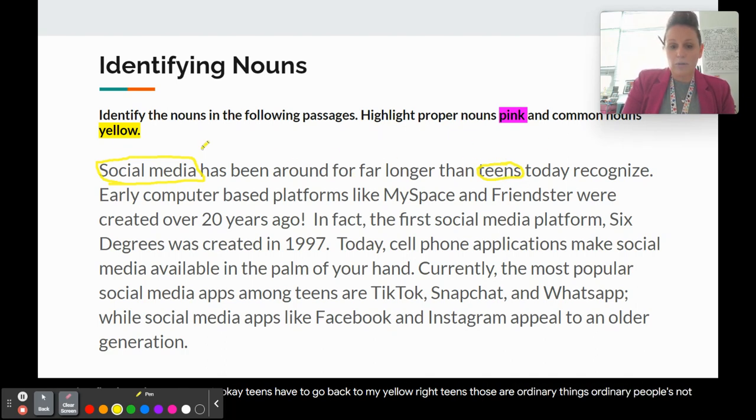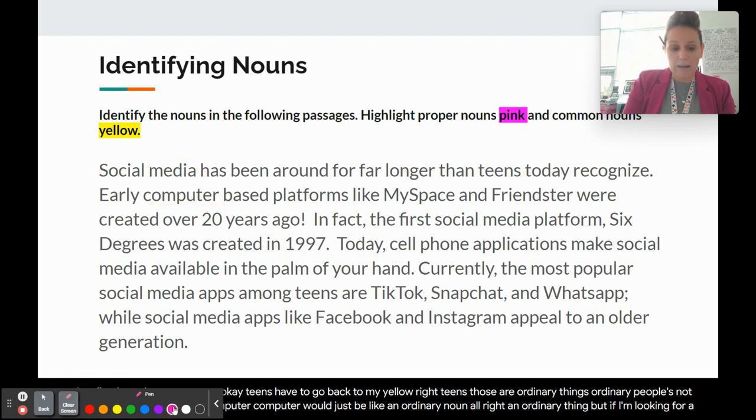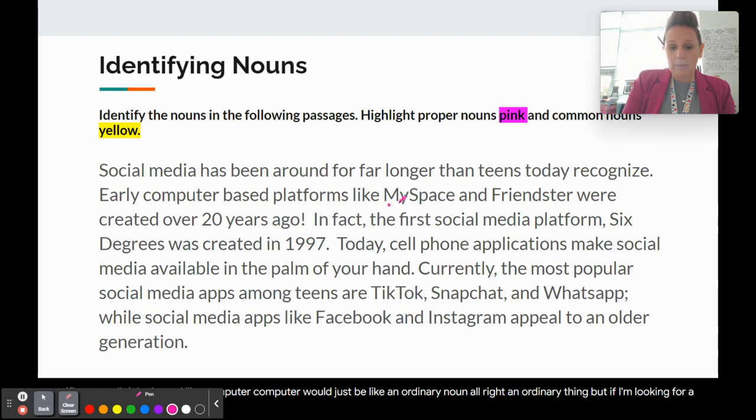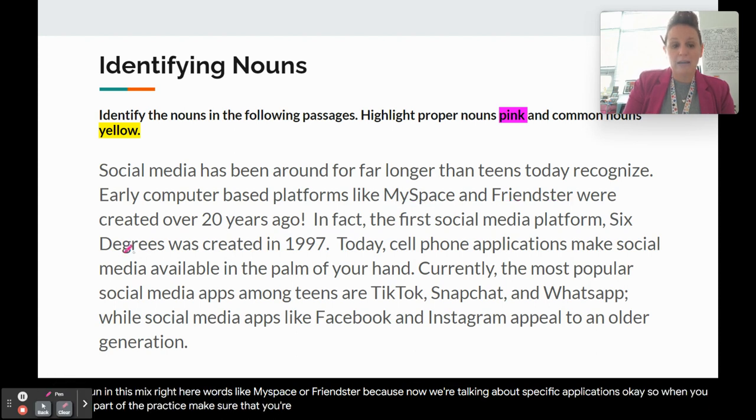Same thing with a word like computer. Computer would just be an ordinary noun, an ordinary thing. But if I'm looking for a proper noun in this mix right here, words like MySpace or Friendster, because now we're talking about specific applications. So when you get to this part of the practice, make sure that you're looking at each of these sentences and examples really, really carefully.